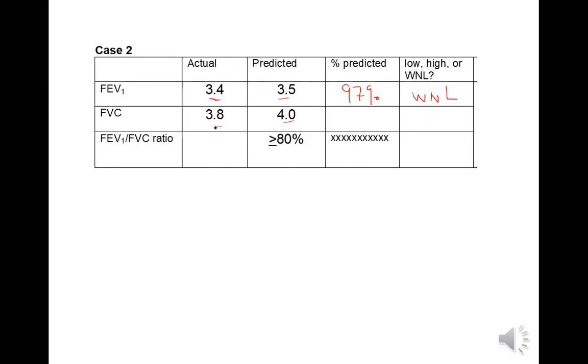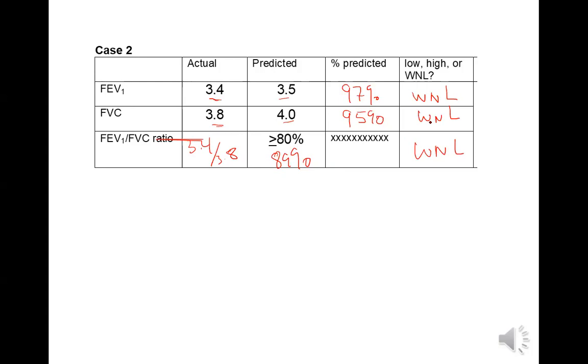Let's check the FVC, vital capacity, forced vital capacity. First breath was an exhalation. 95%. So 3.8 divided by 4 was 95%. So that looks pretty good too, within normal limits. Then we can get the FEV1 FVC ratio, 3.4 divided by 3.8. What do we get there? 89%. Yeah, that's good. So this does not have an obstructive or restrictive condition.